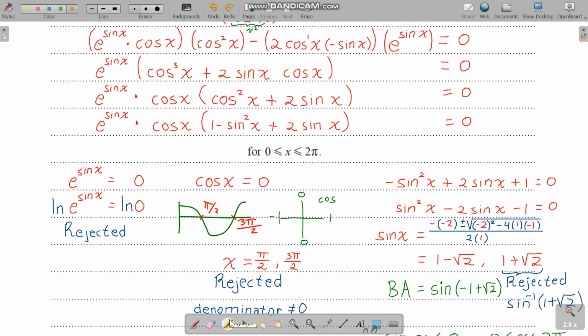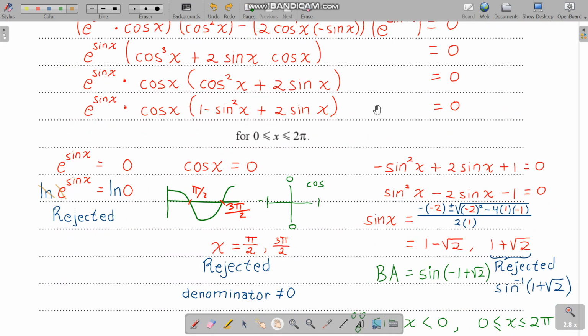From the first factor equals 0, you can take ln of both sides. You cancel out on the left, but on the right, if you use your calculator, you will get an error. This is just impossible, so it's rejected. Now from the second factor, cos x equals 0, where the x domain is from 0 to 2 pi. If you remember the shape of the cos x graph, cos x is 0 when x is 90 degrees and 270 degrees. Or you can use the quadrant rule here. In radians we have pi over 2 and 3 pi over 2.